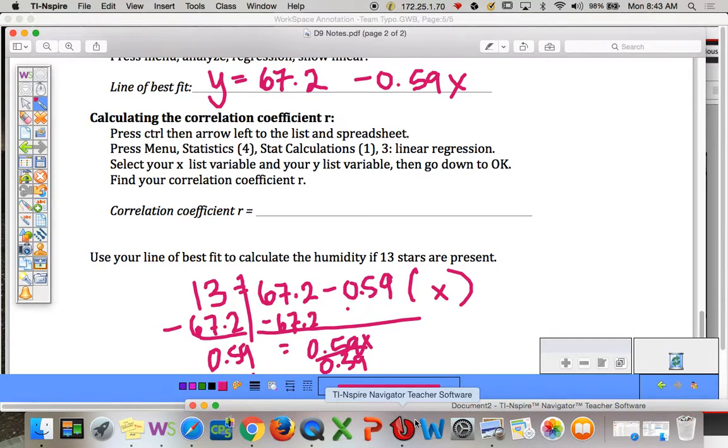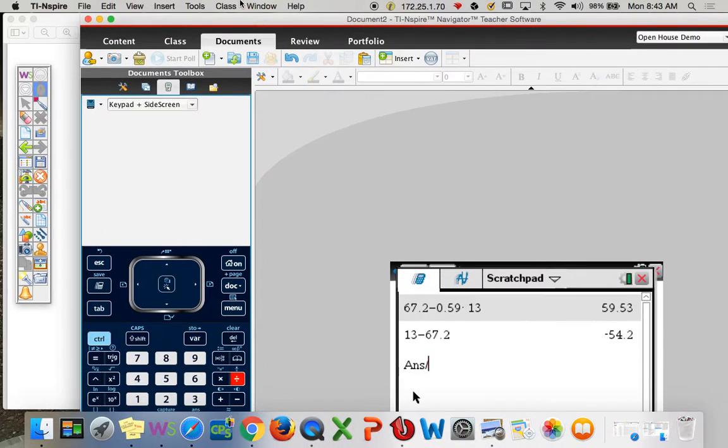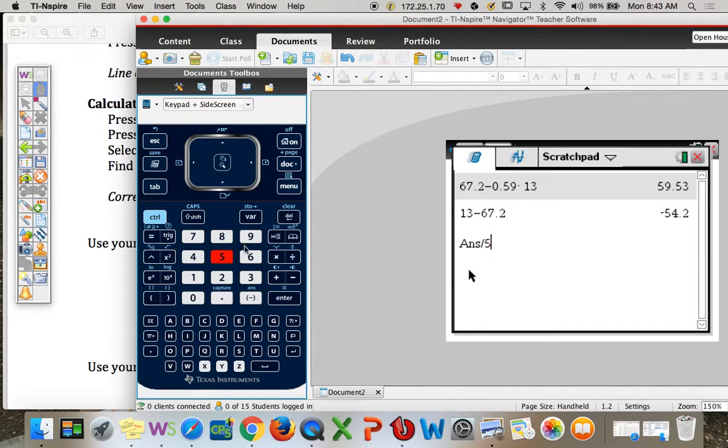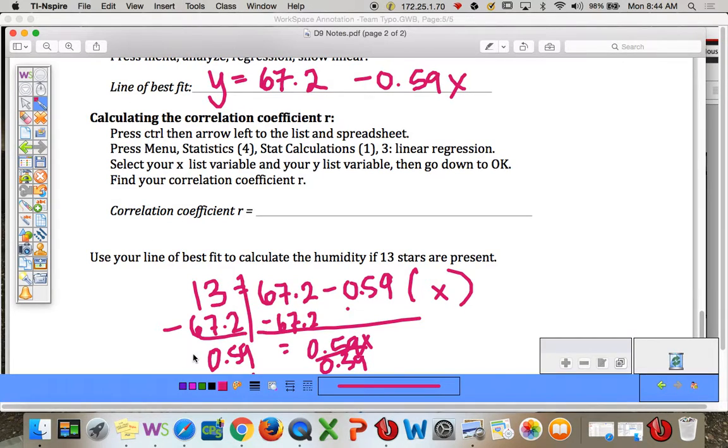All right, so let's type that in. Here we are. Okay, so divided by 0.59. And we can see, oh, it should have been negative. So if I would have typed that in, negative 54.2 divided by negative 0.59, then our humidity is high. It's 91.86, so about 92 is what I'll put. So this should have been negative, and x is about 92 humidity.